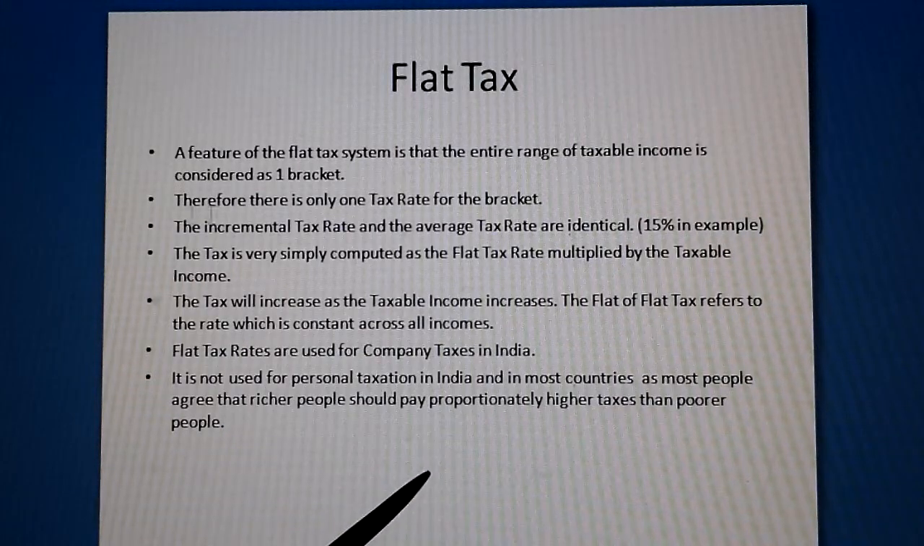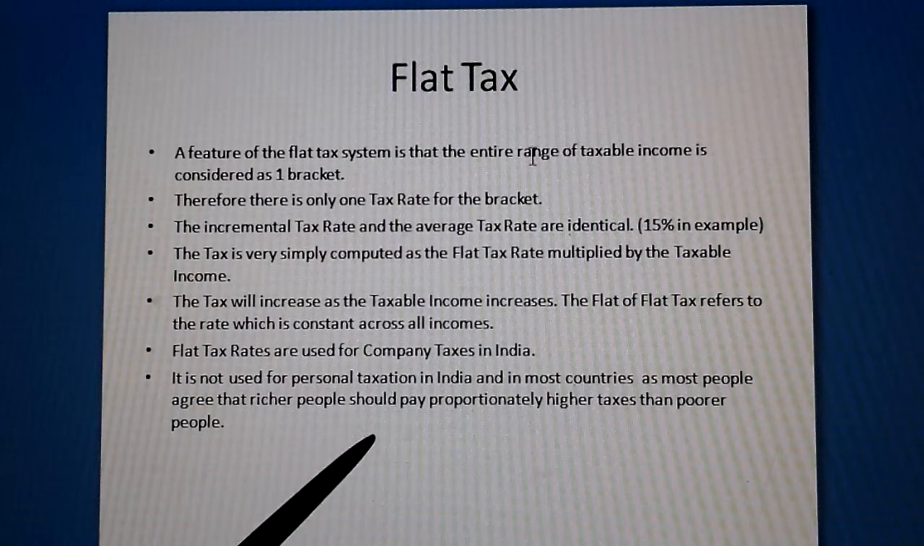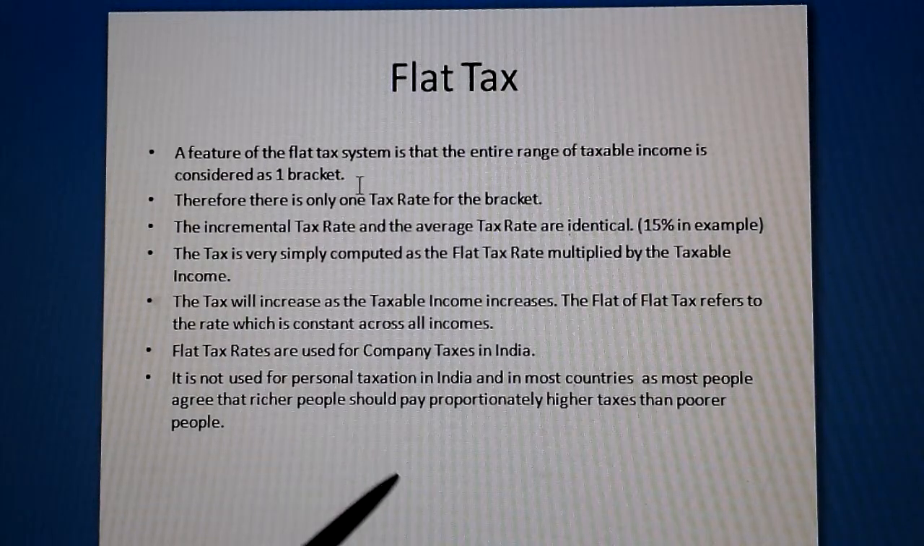Now, the features of a flat tax: the entire range of taxable income is considered as one bracket. Therefore, there's only one tax rate for the bracket. Naturally, the incremental tax rate and the average tax rate are identical. The tax is very simple to compute as a flat tax rate multiplied by the taxable income. The tax will increase as the taxable income increases. So the flat tax refers to the rate which is constant across all incomes. It does not mean that the more you earn, you always pay the same tax irrespective of what you earn.